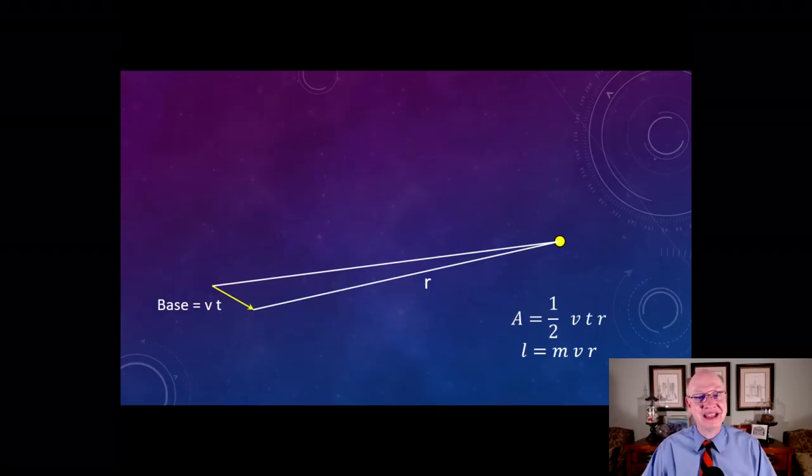Today, we understand this as angular momentum. The angular momentum of a spinning object, so if you think of an ice skater spinning, the angular momentum is the mass of the object times the speed at which it's moving times the distance from the center. It's mvr. And one of the conservation laws in physics is that angular momentum is conserved.